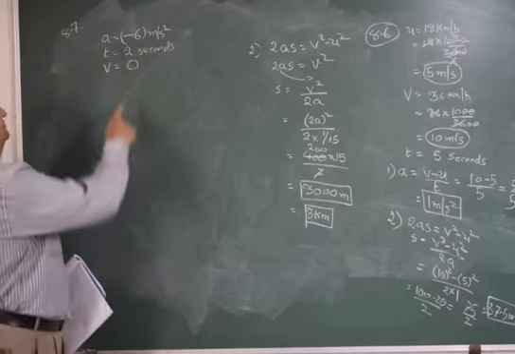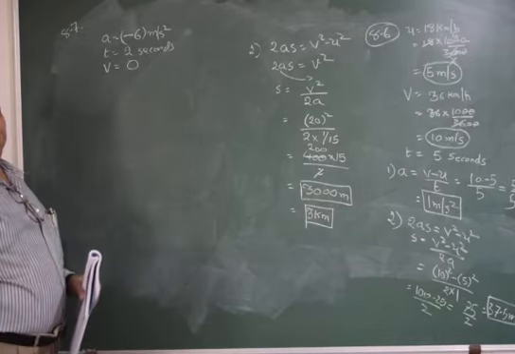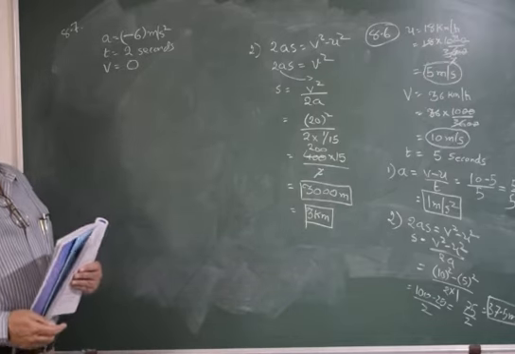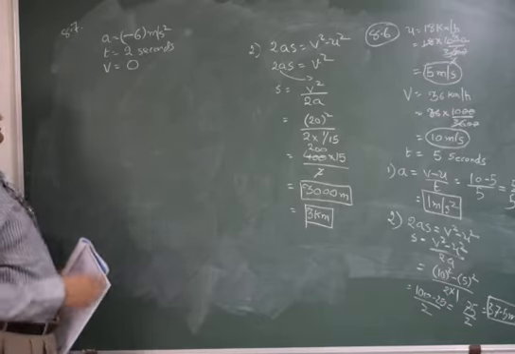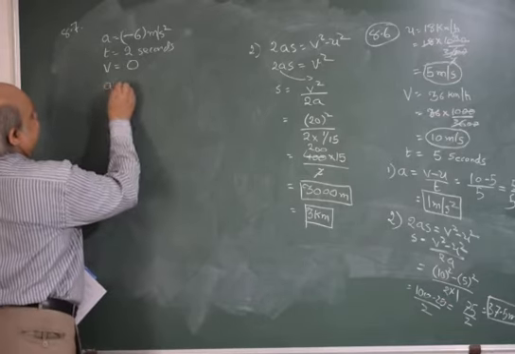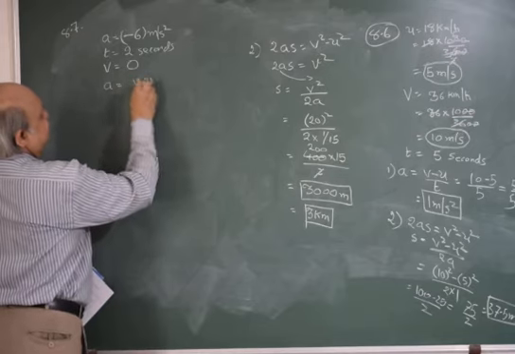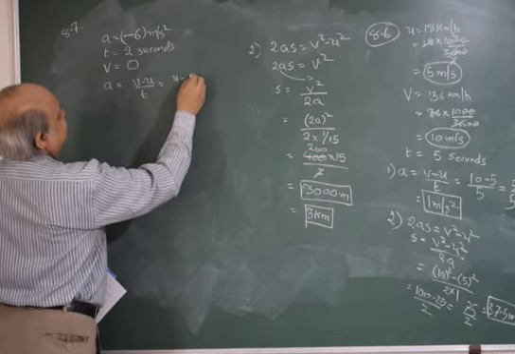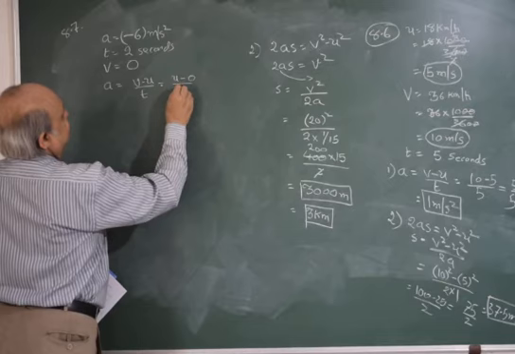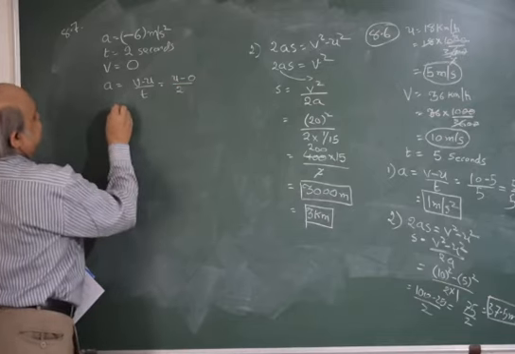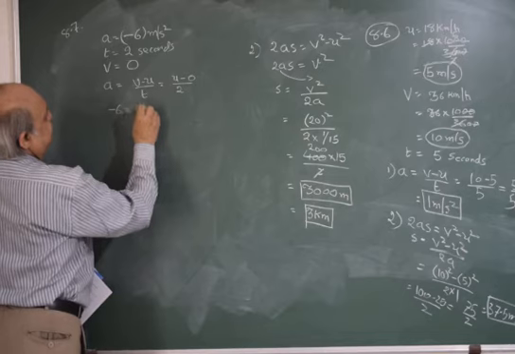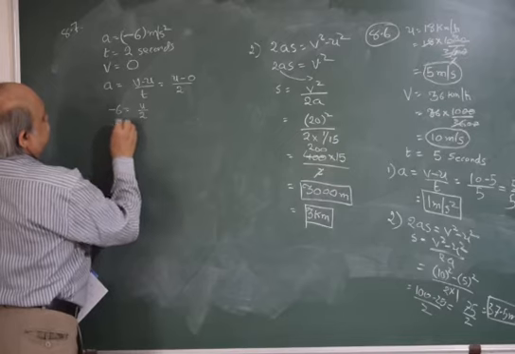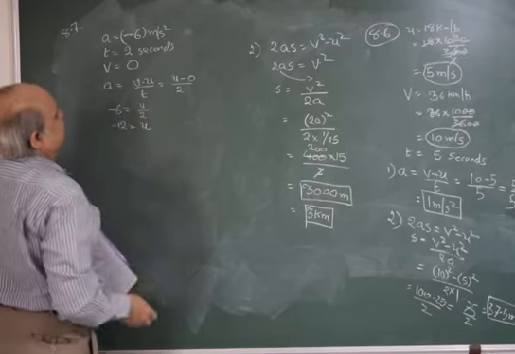Now first of all, let us calculate u, because for calculation of distance, we will always require u. So first of all, we will say that a is equal to v minus u upon t, which will give us u minus 0 upon 2. Acceleration is minus 6 equal to u upon 2, minus 12 equal to u.